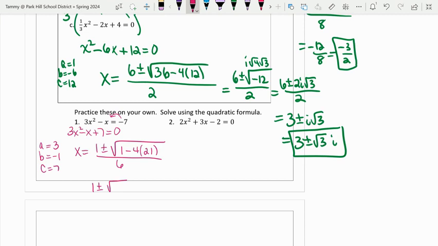So 1 minus 4 times 21. Negative 83. Weird little answer. So 1 plus or minus square root of 83i over 6.